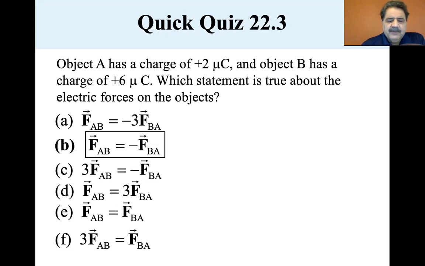So F_AB is equal to minus F_BA. And I think that's it. We'll go on to the next section. I think we're at 22.4 in the next video.